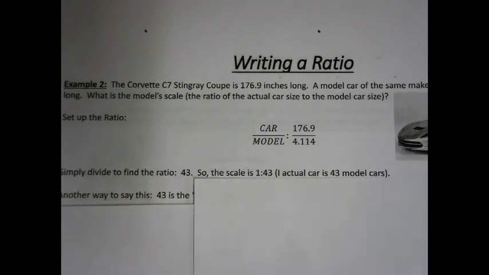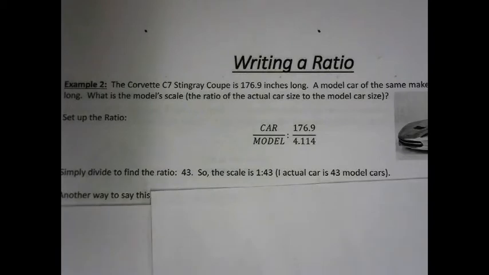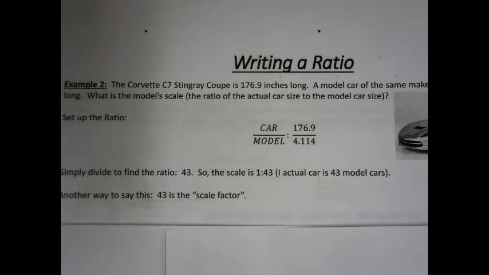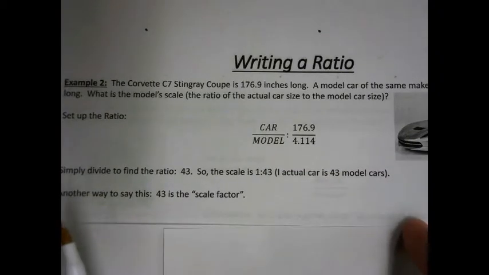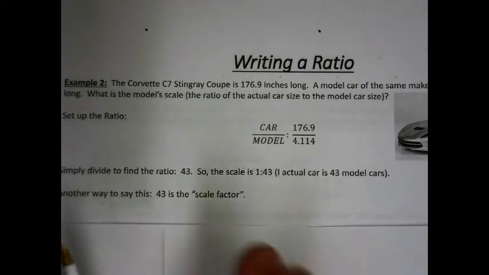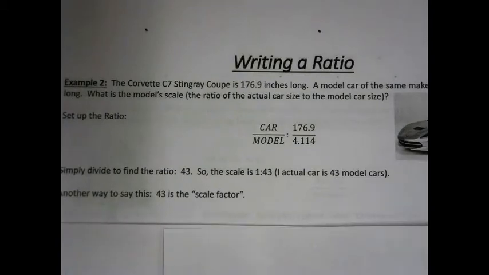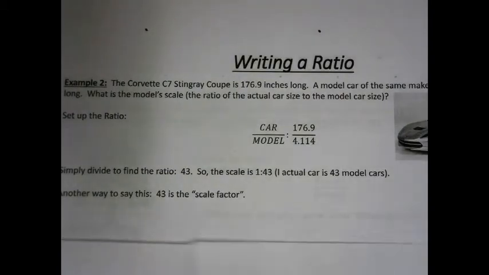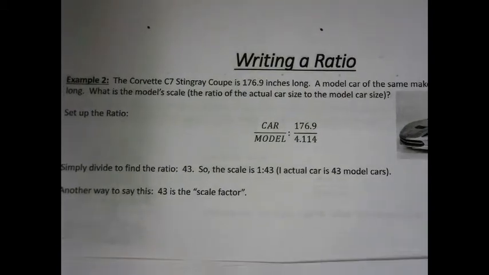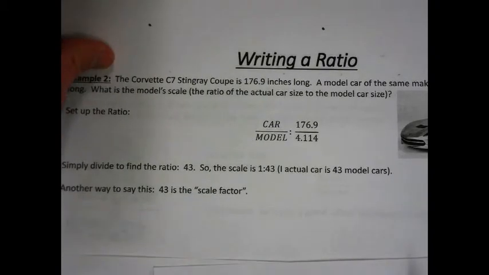Now, here's another way of saying this because we get into more vocabulary. Another way of saying this is that 43 is the scale factor. So however long the model car is, if it has a scale of 43, we multiply that distance by 43. That's the scale factor, and we'll get the actual size. All right, a couple more examples, and then we're done because I'm already talking too long, but I want to make sure we understand this stuff.